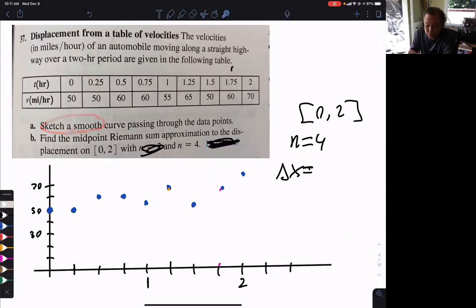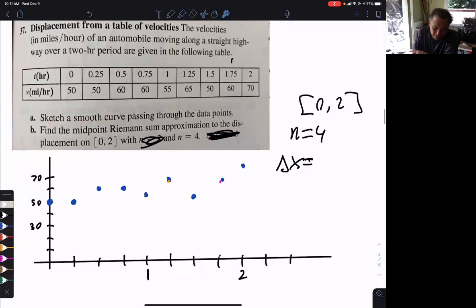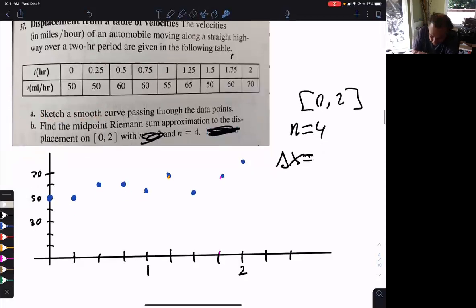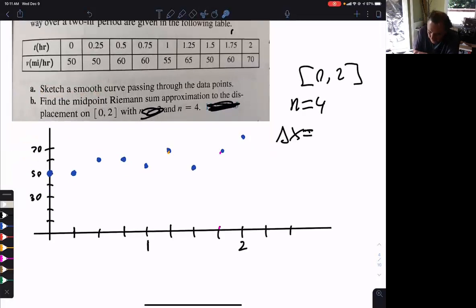Now, you look at this and you make an assumption. Some people, oh, I know what this looks like. Here is the velocity of the car. And that would be wrong. We actually don't know it.